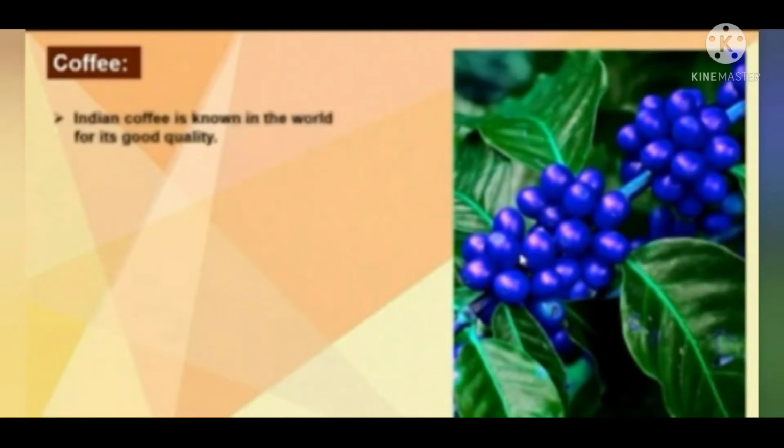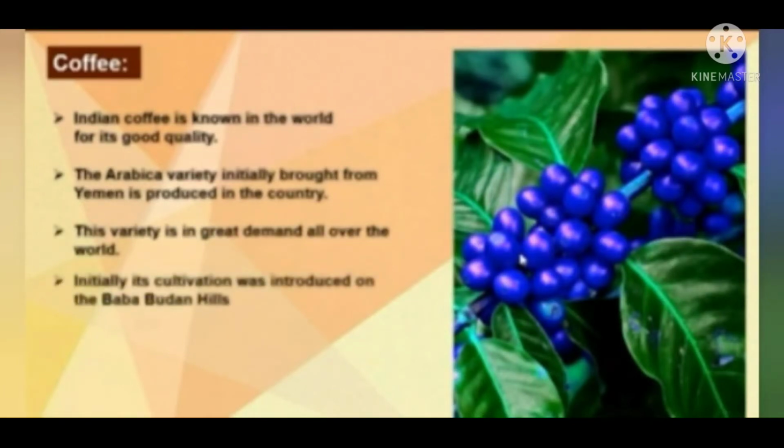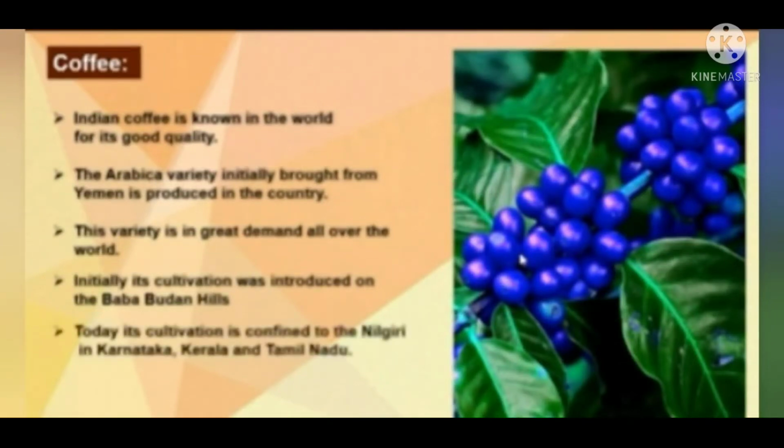Again, Indian coffee is known in the world for its good quality. That is coffee Arabica. The Arabica variety was initially brought from Yemen and then it was produced in our country, especially on Baba Budan Hills. And this variety is in demand all over the world. Initially, its cultivation was introduced on Baba Budan Hills. And today its cultivation is confined to the Nilgiris in Karnataka, then Kerala and Tamil Nadu. But of course, Karnataka is the leader.